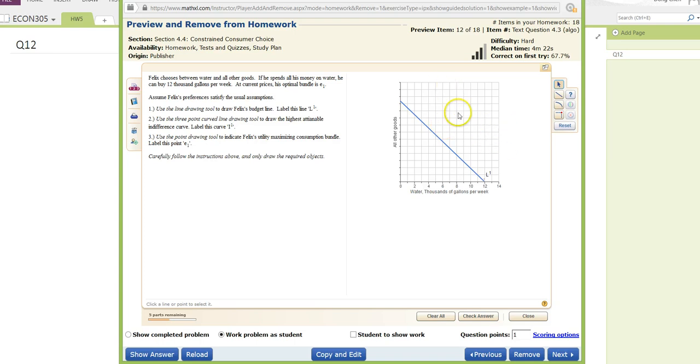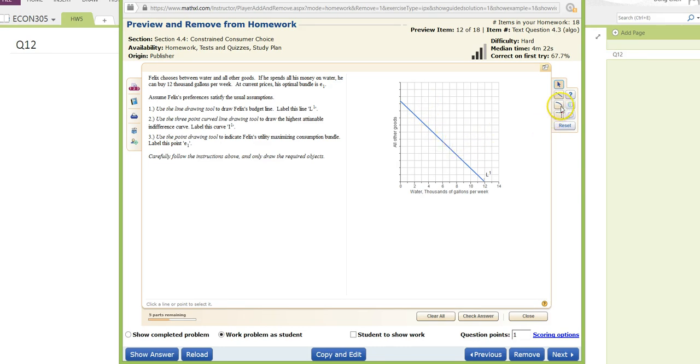And those which cross the budget line are attainable, but they are not optimal, because we can make the utility higher by moving outward. As long as the indifference curve touches the budget line, we're fine. So finally, the highest attainable indifference curve has to be tangent to the budget line. With that in mind, we can draw this indifference curve.